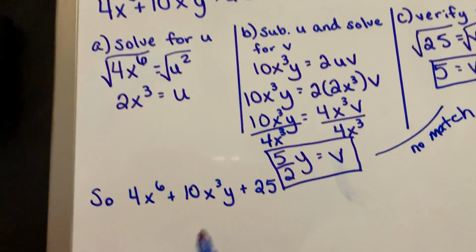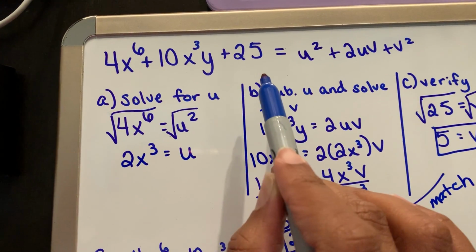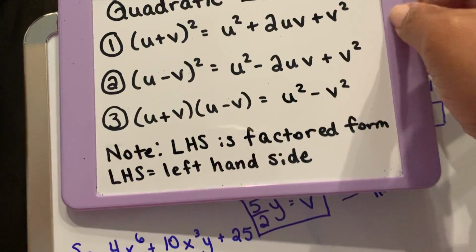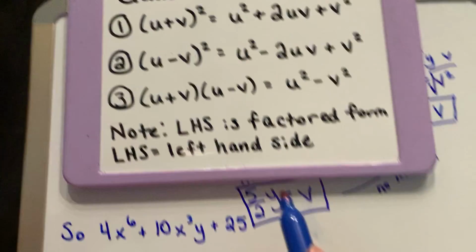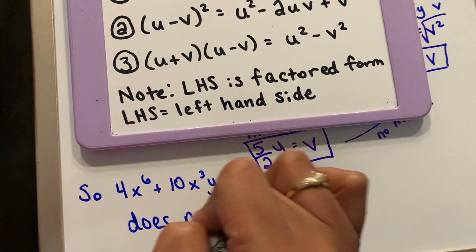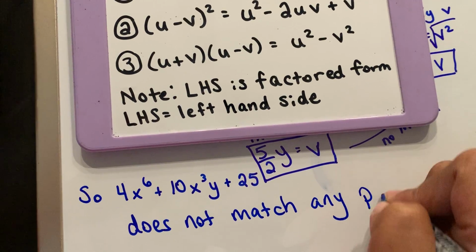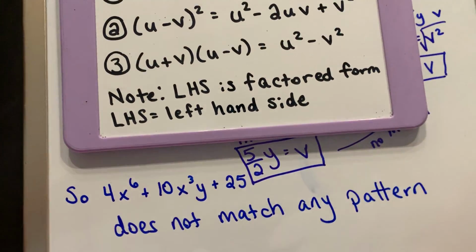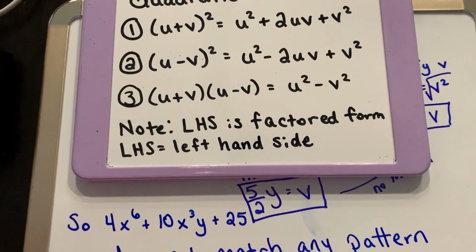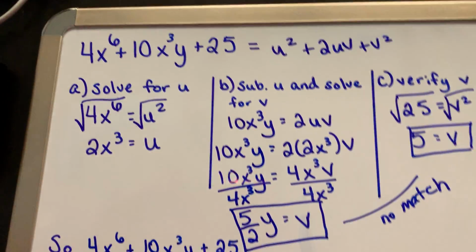So that means that our original problem, 4x to the 6 plus 10x cubed y plus 25, will not match a pattern. So our problem does not match any pattern. All right, so I'm going to stop this video and then I'll do a new video for the third problem. So this one does not match a pattern.